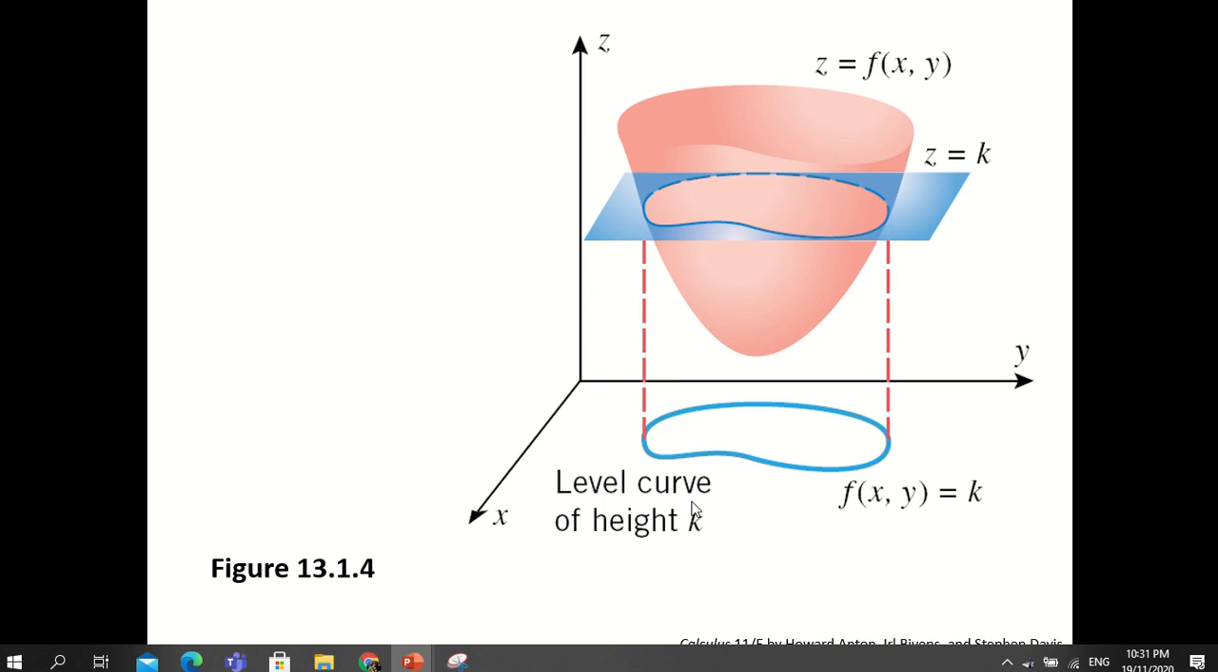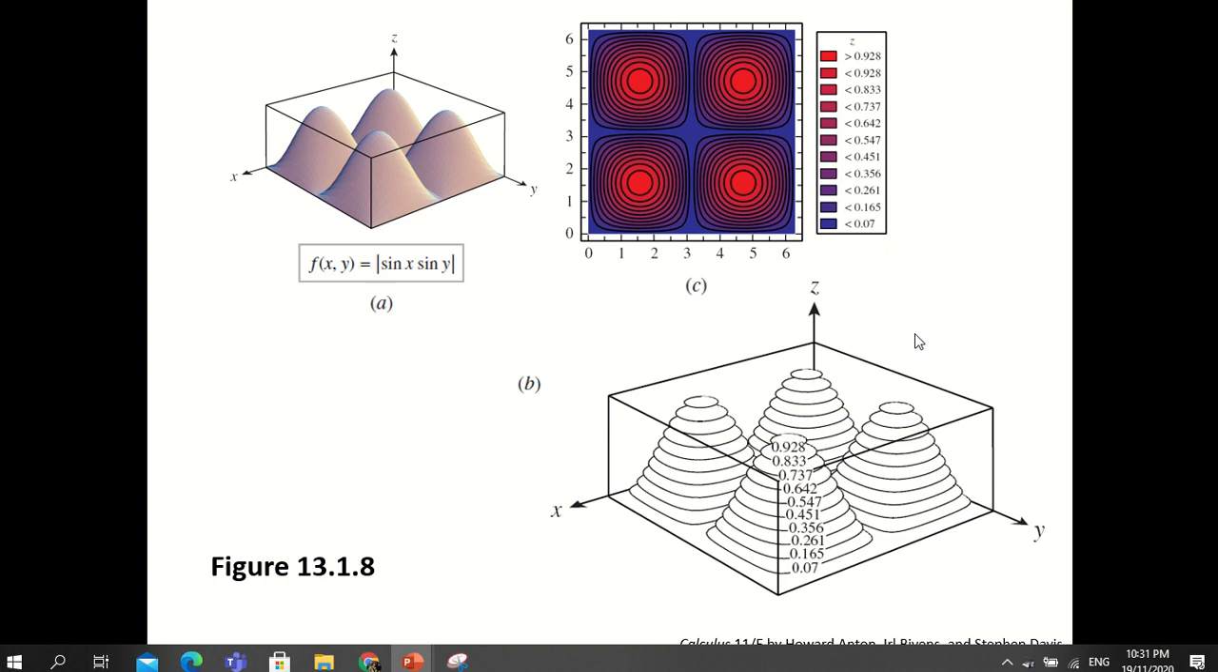So this is the level curve of height k, where f, the function of the two variables x and y, is equal to k. So for this particular position of the plane, we have z equal to k.